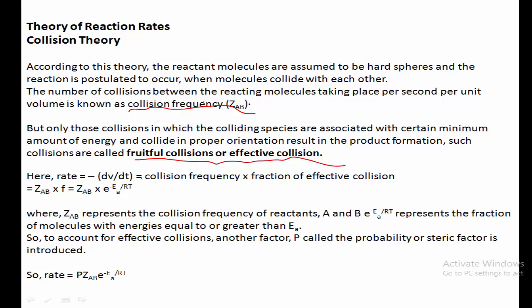So here the rate is equal to minus dx divided by dt, that is equal to collision frequency into fraction of effective collisions. This can be represented like this, where ZAB represents the collision frequency of reactants A and B, and e raised to minus EA divided by RT represents the fraction of molecules with energies equal to or greater than EA. So they account for effective collisions. Another factor P, called the probability factor or steric factor, is introduced. So rate is equal to P ZAB e raised to minus EA divided by RT.